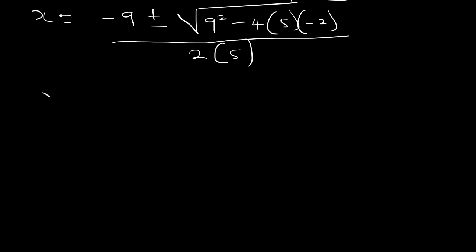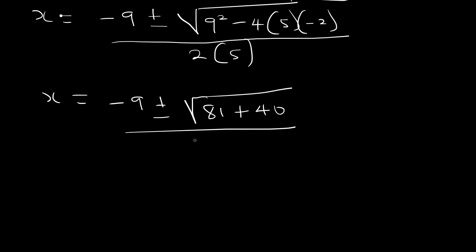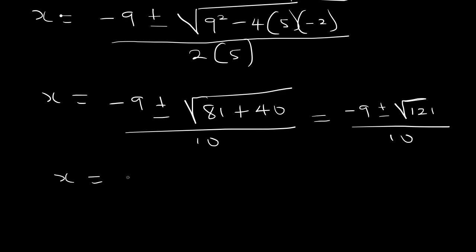So x is equal to minus 9 plus minus the square root of 9 squared. 9 squared is 81, and minus 4 times 5 is minus 20. Minus 20 times minus 2 is positive, so that gives us positive 40 over 2 times 5 is 10. So this will give us minus 9 plus minus the square root of 81 plus 40 is 121. Everything divided by 10. And x will be equal to minus 9 plus minus the square root of 121 is 11, and we'll divide by 10.